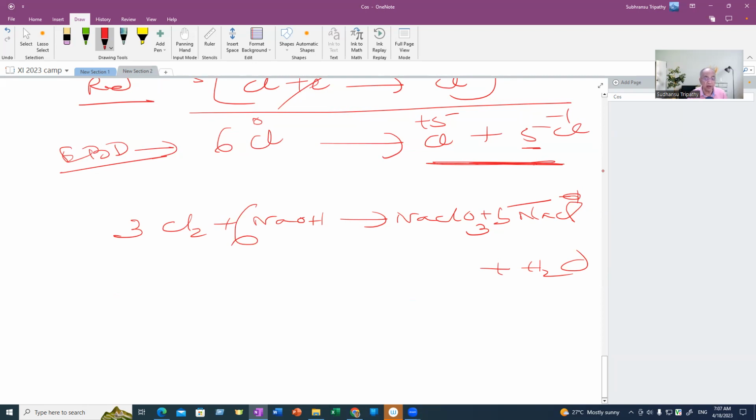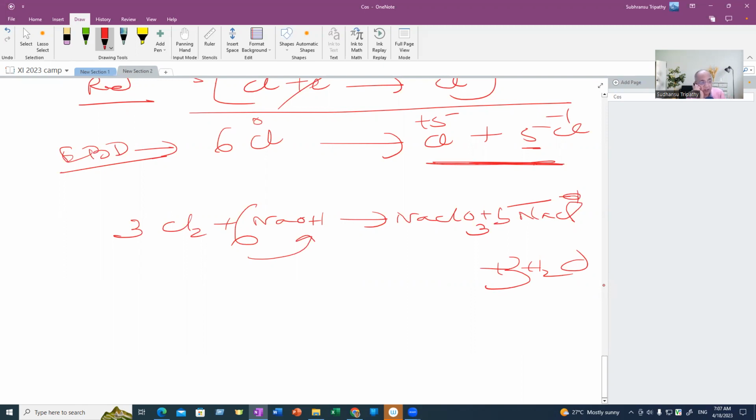Chlorine is already equalized, 5 chlorine here, 1 chlorine here, 3 2s are 6 chlorine here. And then we have to look for hydrogen. There are 6 hydrogen here, and we multiply by 3, so that there will be 6 hydrogen. And the 6 oxygen that we have on this side will be given 3 from sodium chlorate and 3 from water. So in total 6 oxygen also. So this is our final balanced equation. The coefficients are 3, 6, 1, 5, 3.